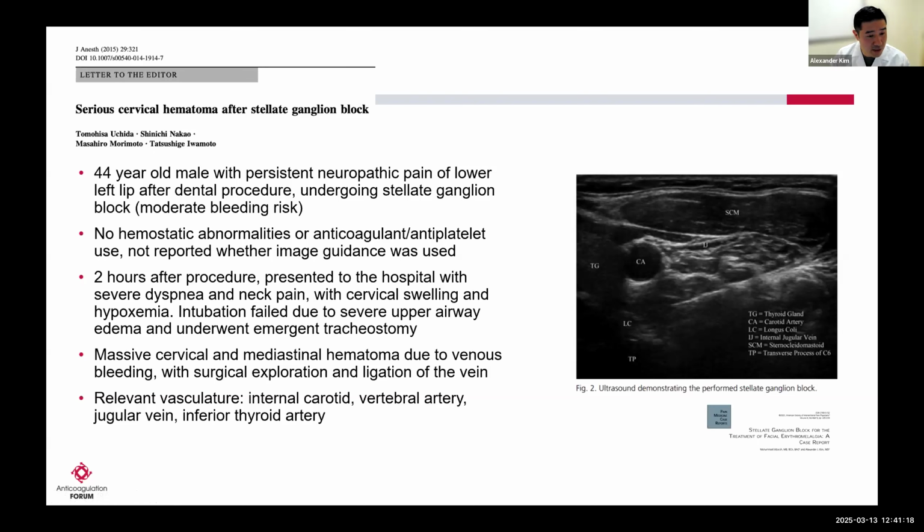Back to this case, 2 hours after the procedure, the patient presented to the hospital with severe dyspnea, neck pain with cervical swelling and hypoxia. Intubation failed due to severe upper airway edema, and the patient underwent an emergent tracheostomy. The patient ultimately had to go to the OR for surgical exploration and ligation of the culprit vein, and a massive cervical mediastinal hematoma was identified in the OR. So, as you can see, quite a bit of morbidity for a completely elective type of procedure.